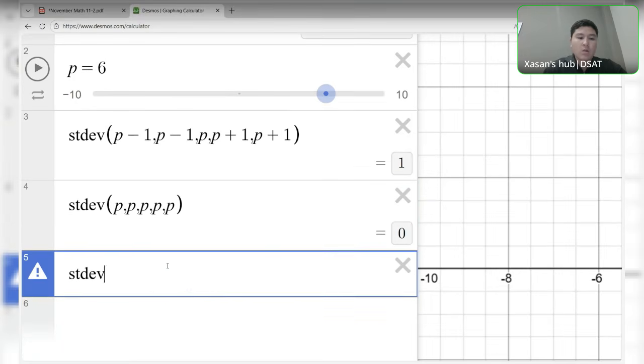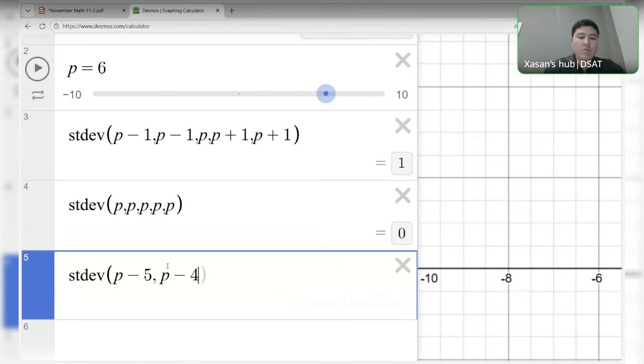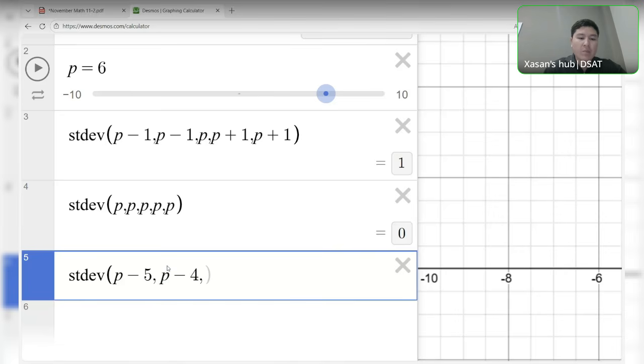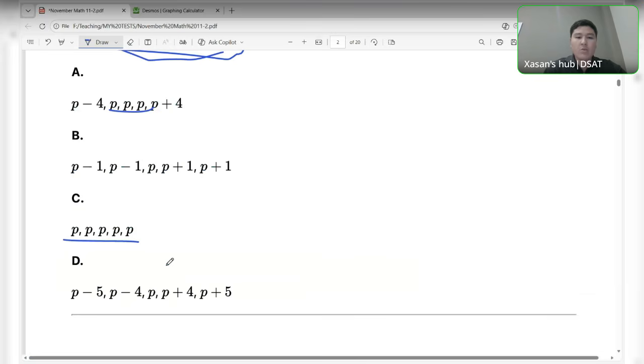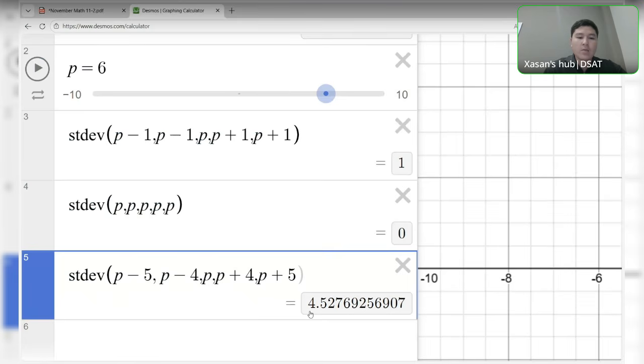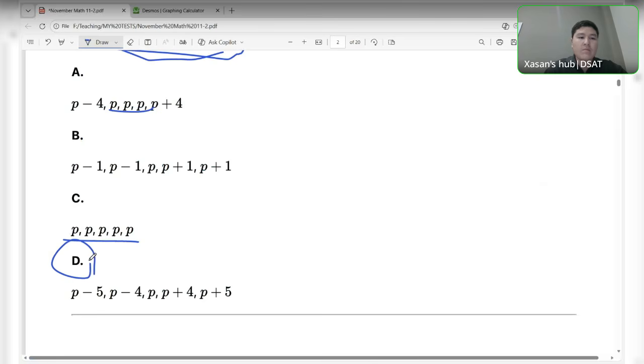And then the last one here, P minus 5, P minus 4, and we have P in the middle, and P plus 4, and P plus 5. Of course, guys, option D has the highest standard deviation, which is 4.52. So the answer is D here.